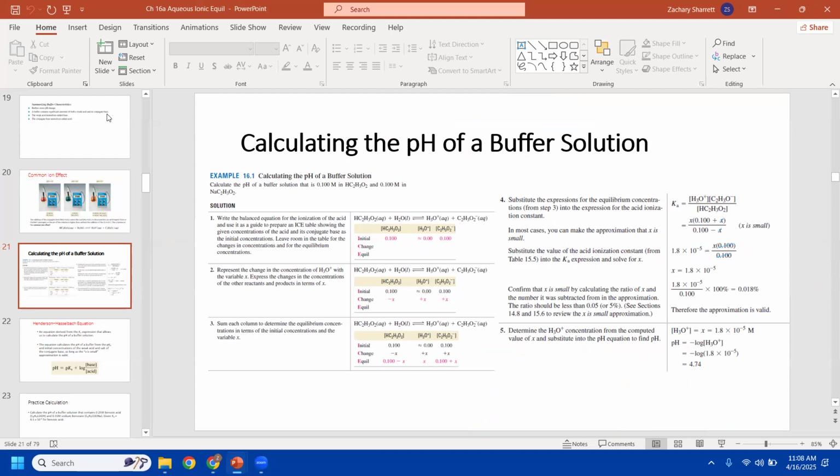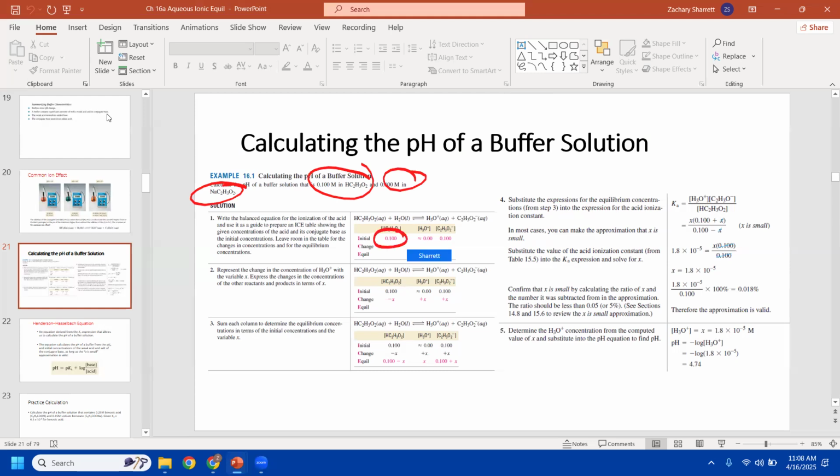Anybody ever do one of these things before? What is this called, Alondra? Ice table. Is that our favorite thing to do in the world this semester? Only if you want to be good at this class, okay? You could ignore it, but you will have a hard time in this class if you ignore it. Now, if we have the pH of a buffer that is 0.1 molar acetic acid and 0.1 molar sodium acetate, notice how our ice table is the same as usual.